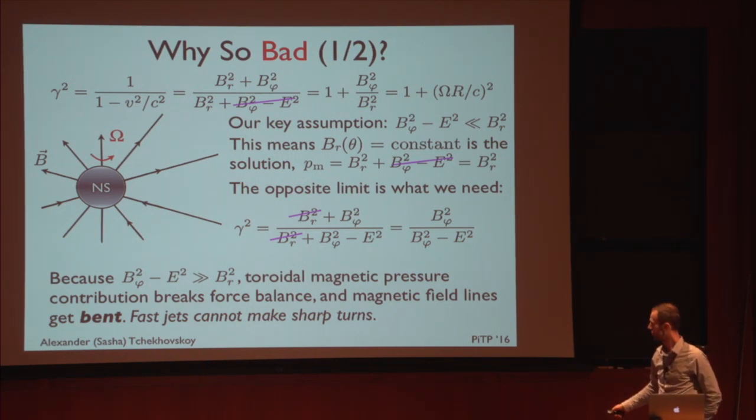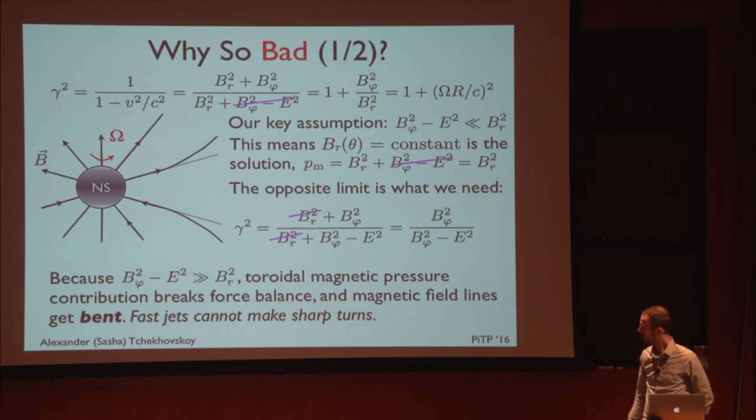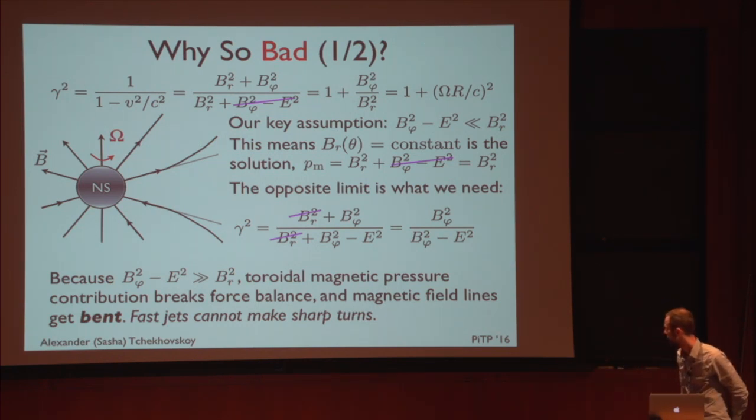But because the toroidal field is important, I want to reiterate that the field lines will change shape and they will do something like this. And this will be crucial. They will move away from the midplane. And that's what will prevent the flow from accelerating.